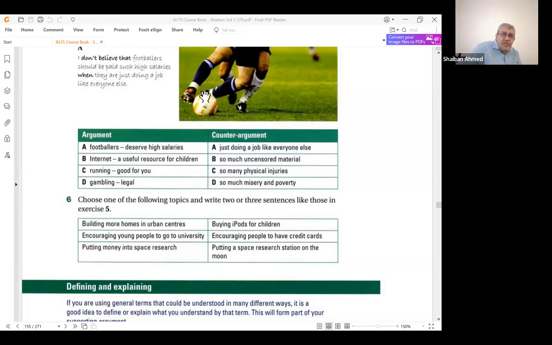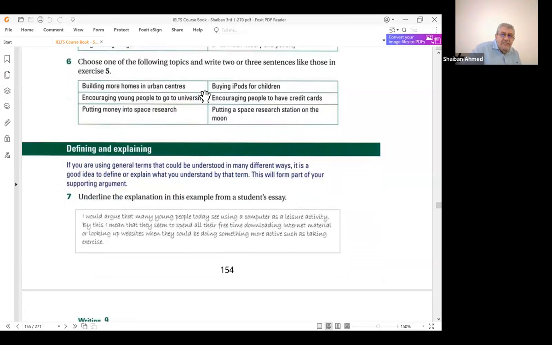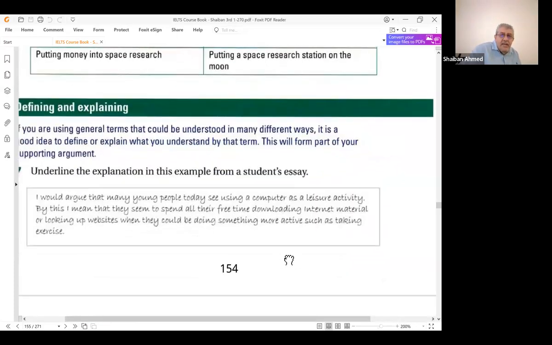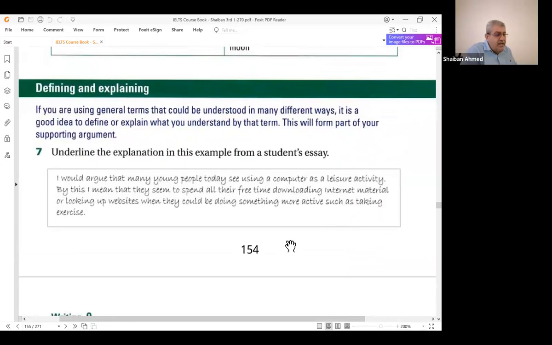Now, step two, look at this. Defining and explaining. If I say, do you think that it is a good idea for children to use computers as a leisure activity, or do you think children should use computers for gaming or playing games? Now look at the answer here. This is called a fully developed view, and the writer's position is clear as well.